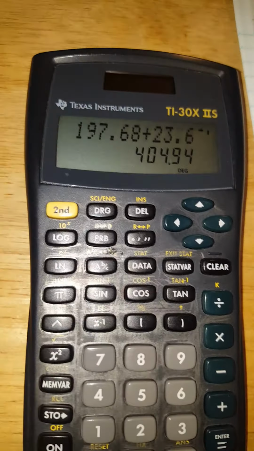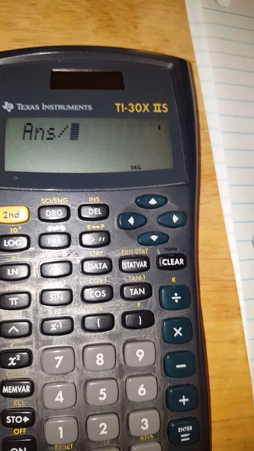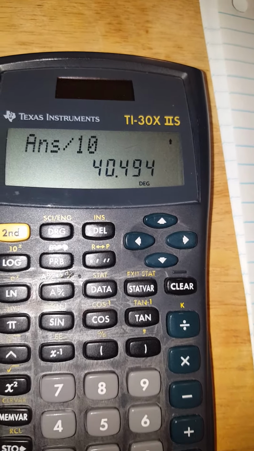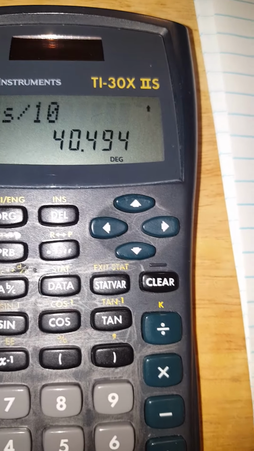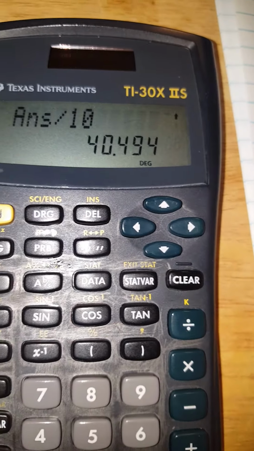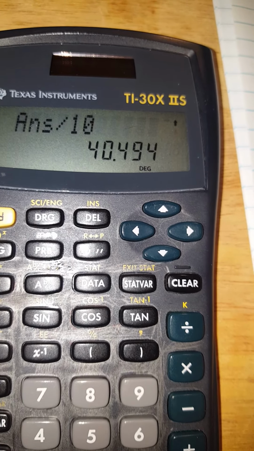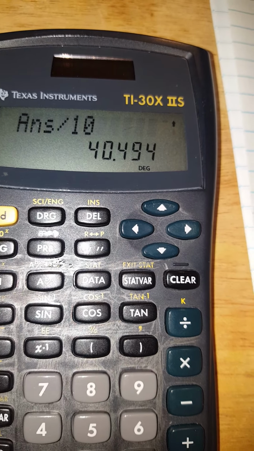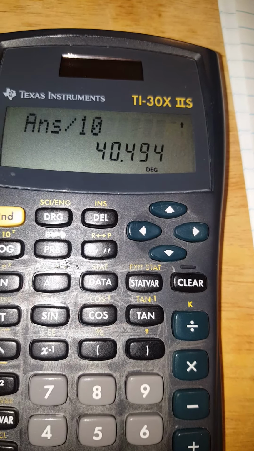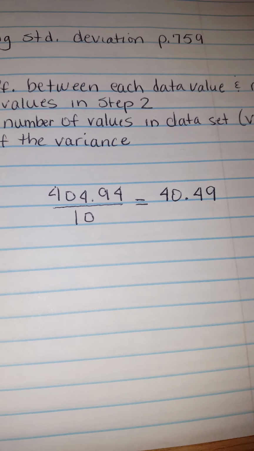Coming back over to the calculator, dividing my total by 10 gives us a variance of 40.49. So that is our variance.